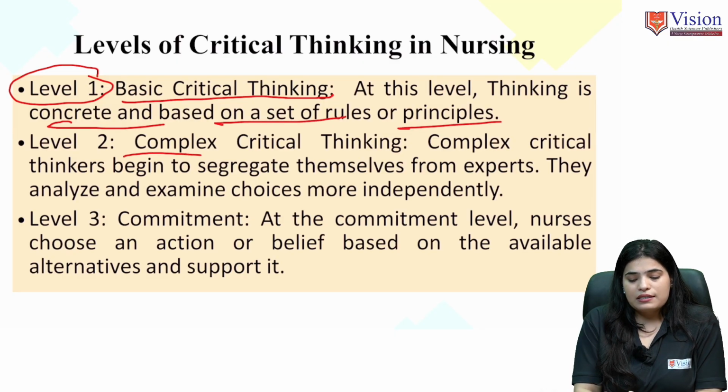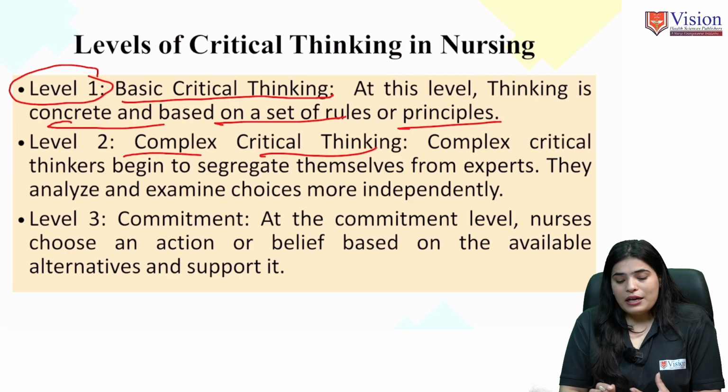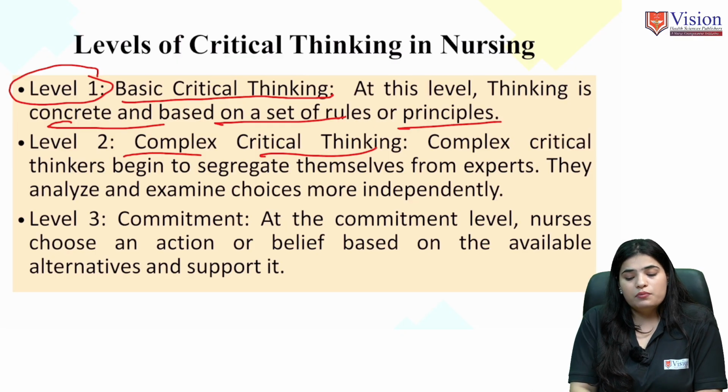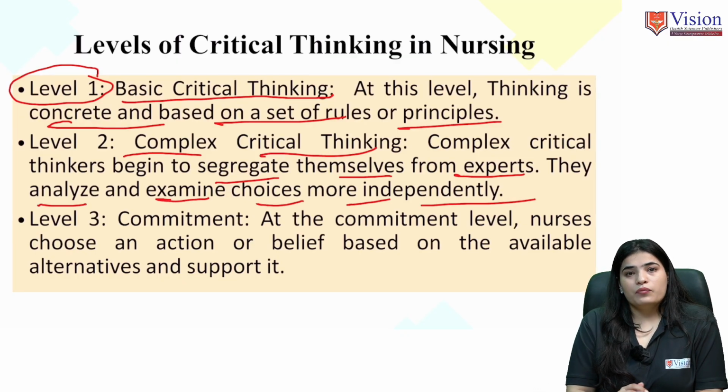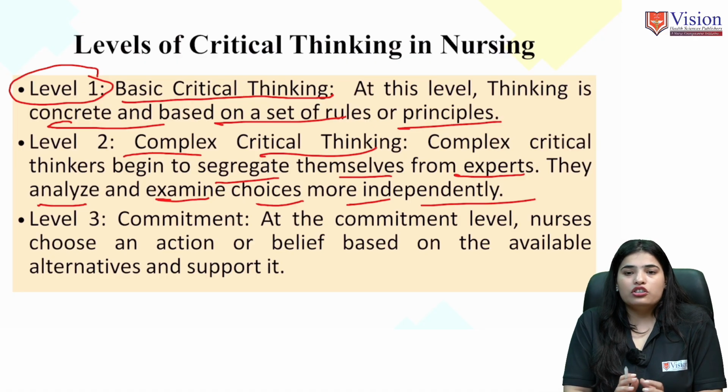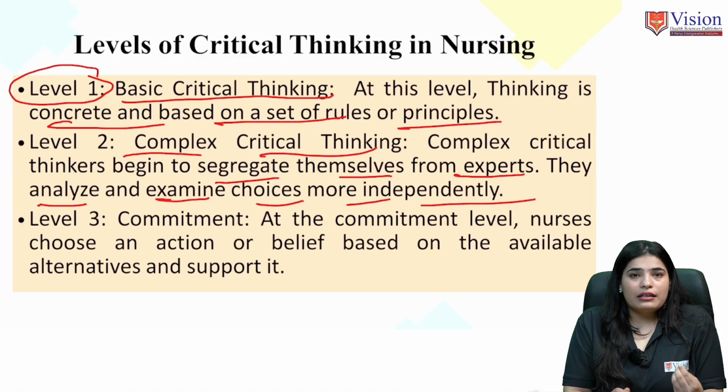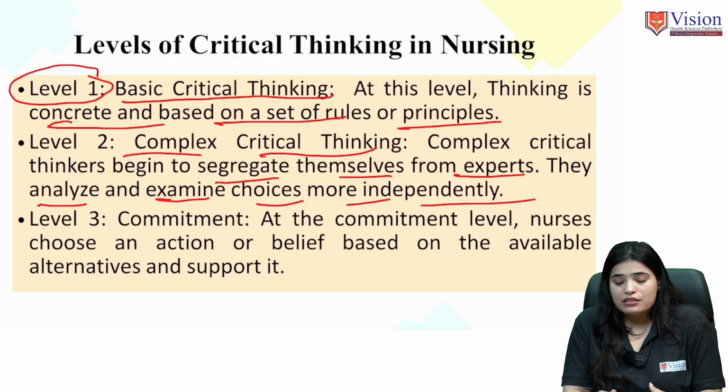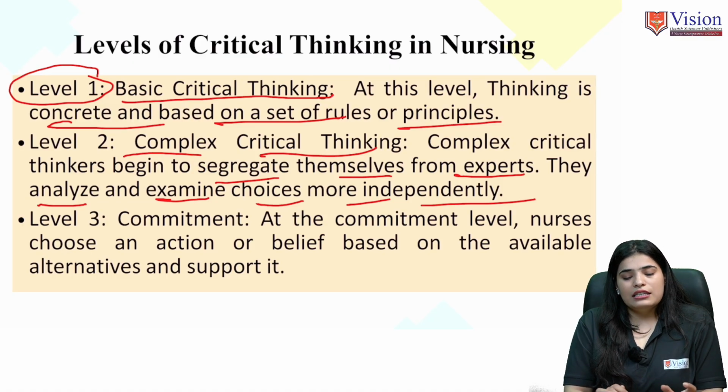Next comes the complex critical thinking. So in complex critical thinking, the thinkers begin to segregate themselves from the experts. They analyze and examine choices more independently. Okay, so here we are making sure that we are analyzing all the choices. We are looking at them, like we are segregating them. What choice is better? What are the advantages of that? What are the disadvantages of that? Okay, we are analyzing each and every choice. We are analyzing each and every situation. That is complex critical thinking.